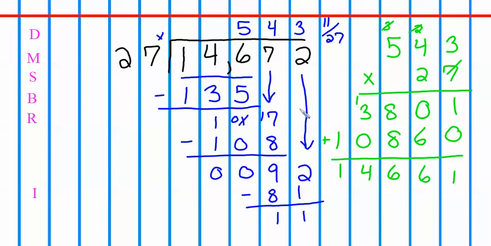Now if I look at the dividend in our answer, we'll see that it doesn't quite match. So we need to remember to add in the remainder, 11. Once we add that in, we'll get a matching number of what we started with. This proves that our answer is correct. 14,672 divided by 27 is 543 and 11/27.